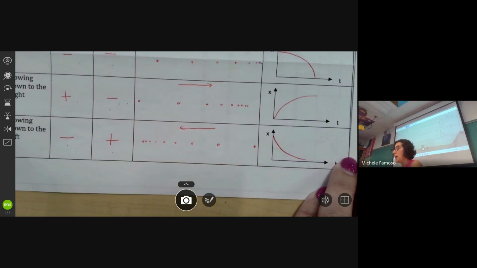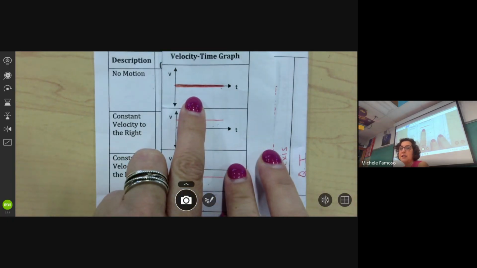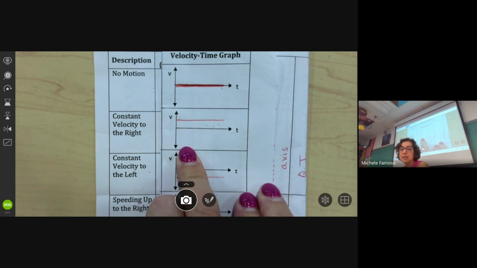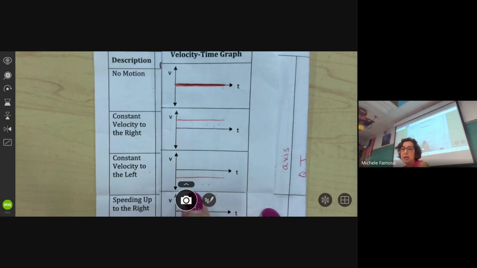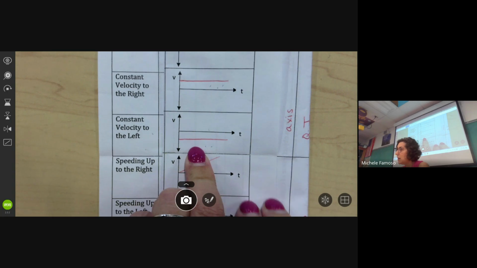All right, let's look at the velocity time graphs. Try to fold this over so it shows up on the screen a little easier. There we go. Okay, if you're not moving, your velocity time graph should be a horizontal line right on the x-axis. If you have a constant velocity to the right, it's a horizontal line up above the time axis. If you have a constant velocity to the left, it's a horizontal line below the x-axis.